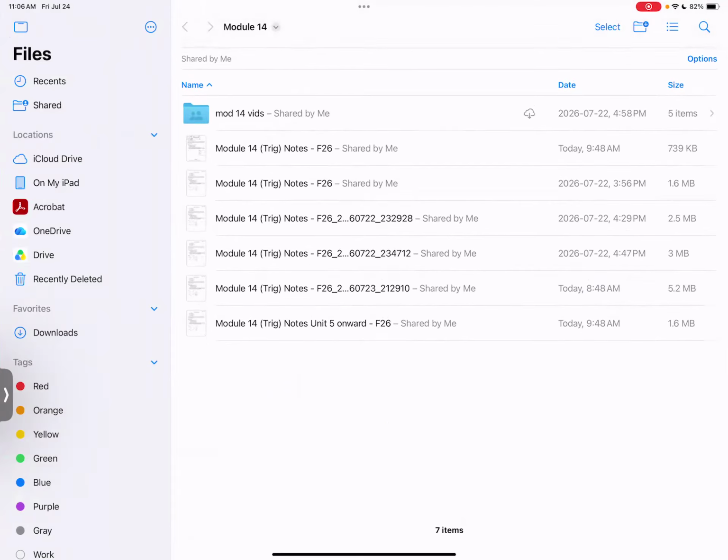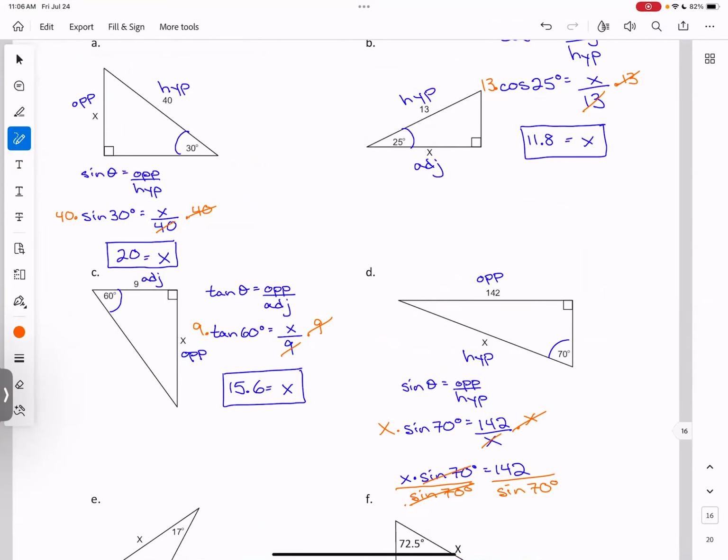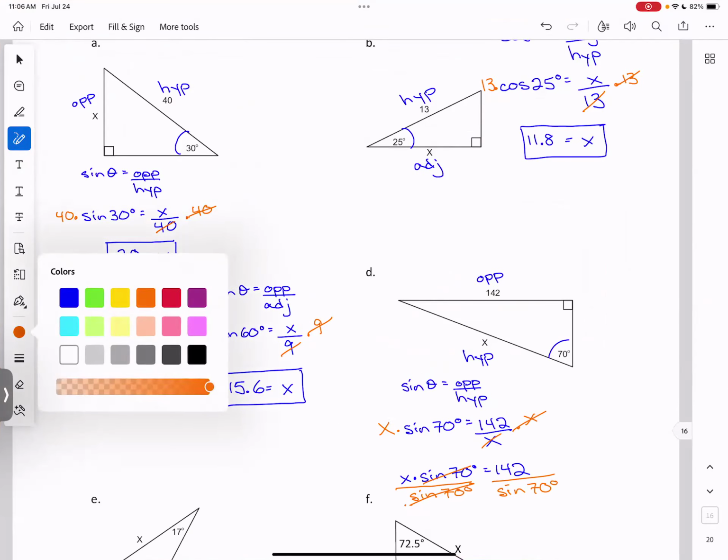My sine 70s are going to cancel on the left. Whoops. Uh-oh. Where did it go? Come on back. No. That wasn't good. There it is. Okay. And so, sorry about that.